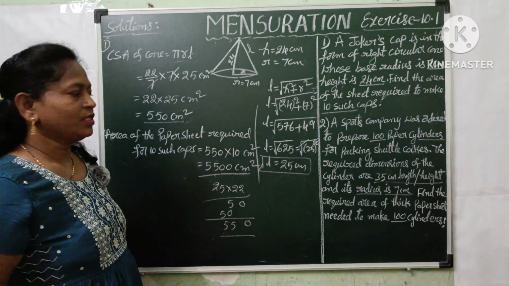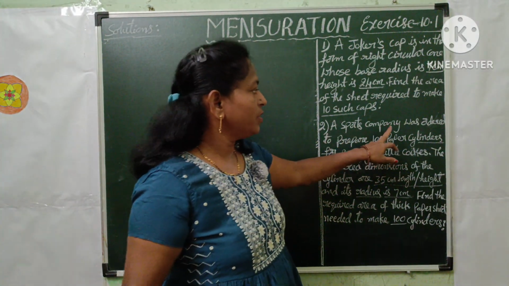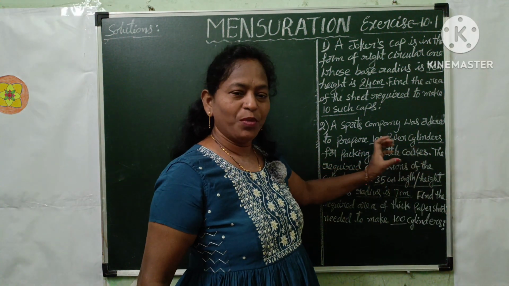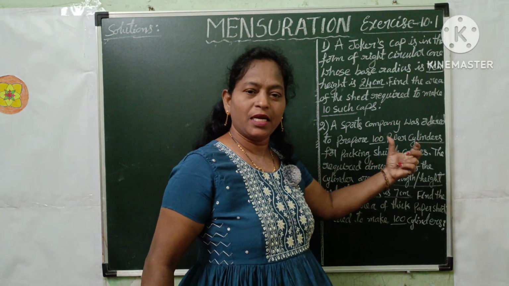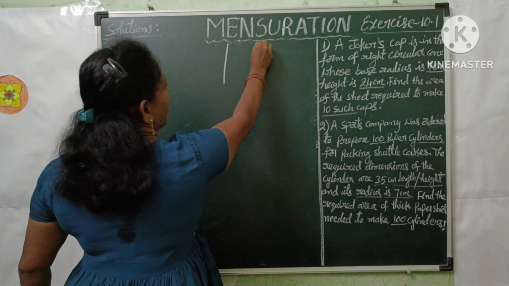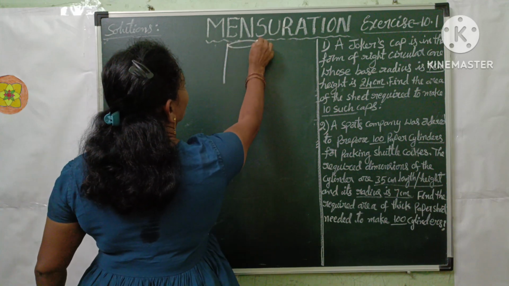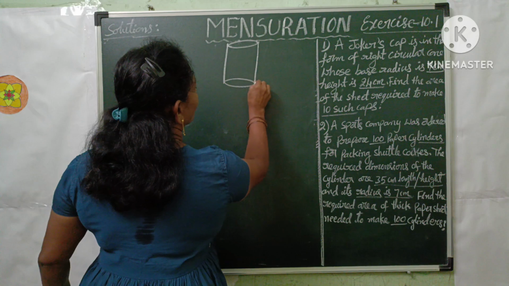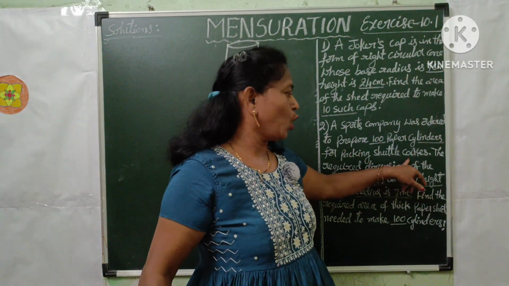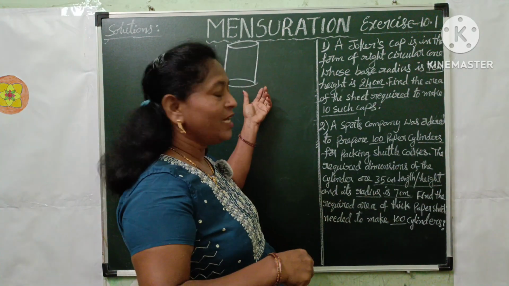Next, the second question. A sports company was ordered to prepare 100 paper cylinders. What is the shape here? Cylindrical shape. So first draw the cylinder, as per the question. The cylinder is for packing shuttlecocks. Here they are packing shuttlecocks in the cylindrical box.